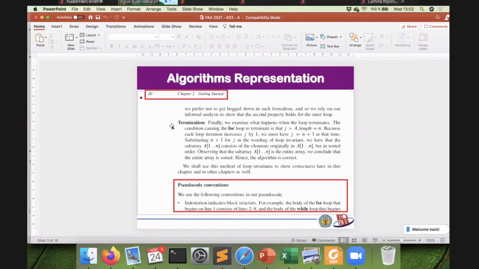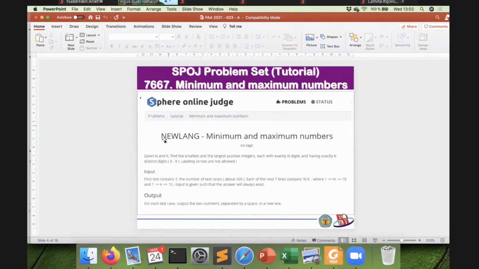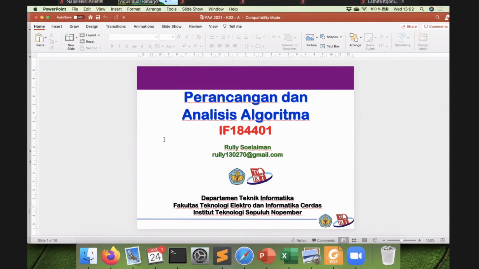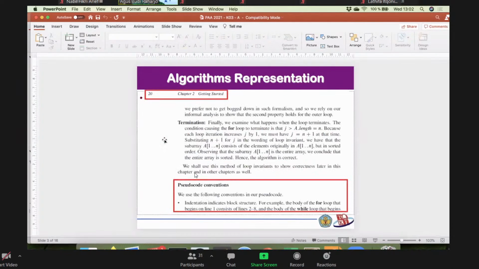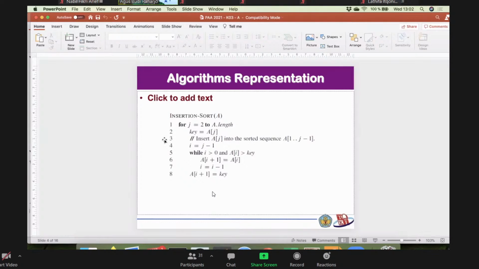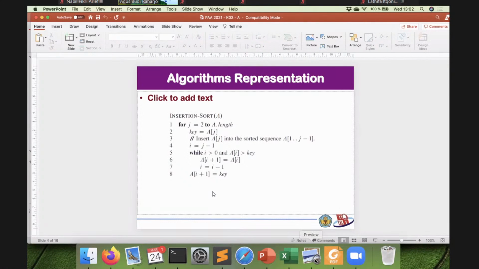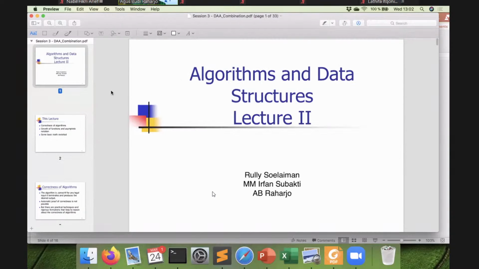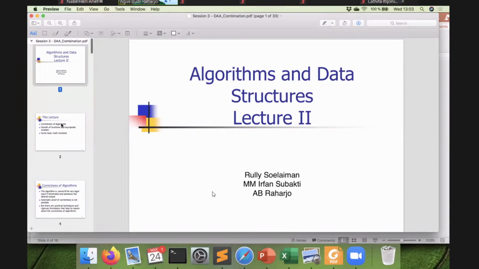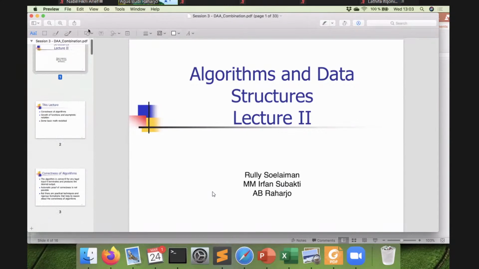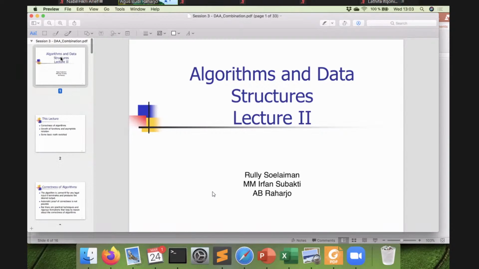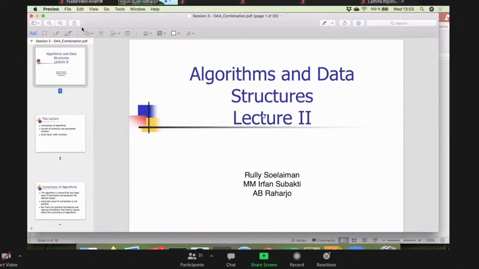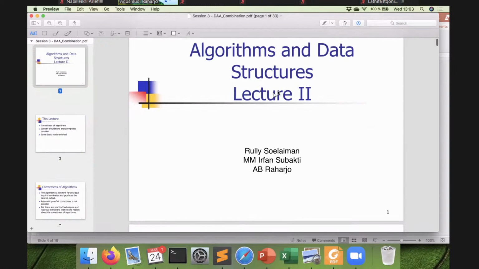but in this case, there are several slides that I explained last week, so I will just copy paste. I combine the course of Mr. Sulaiman and the course of Mr. Subakti. So here we go. We will have this kind of course and some review of our previous understanding. Okay. I'll start with this one.